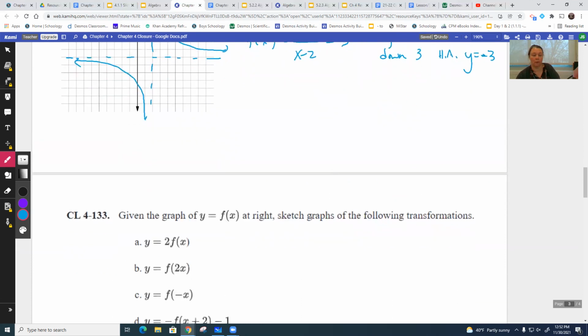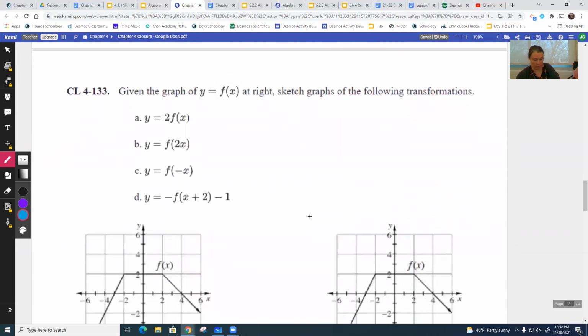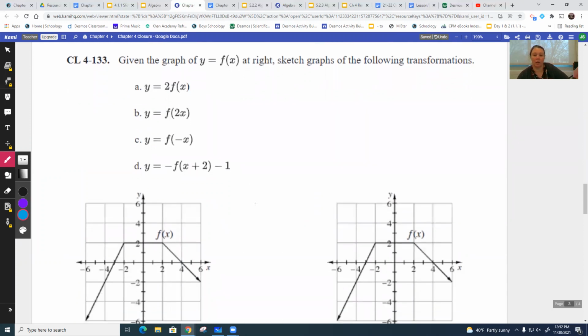All right, so now 133. This is fun, right? So we're given f of x, and then we want to sketch all of these transformations. Okay, and so for each of these transformations, I'm just going to sketch them on the same graph. I think that will be easiest.